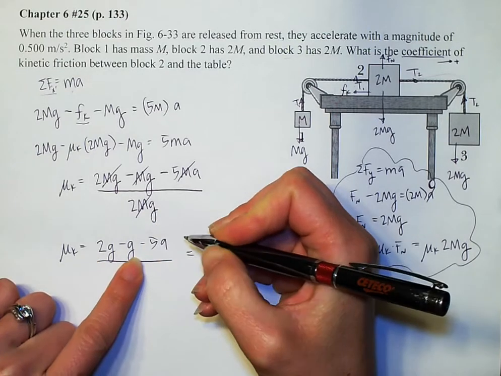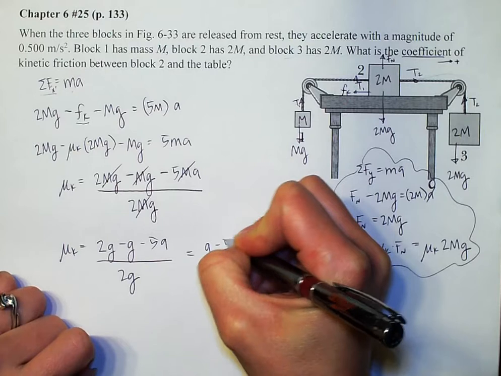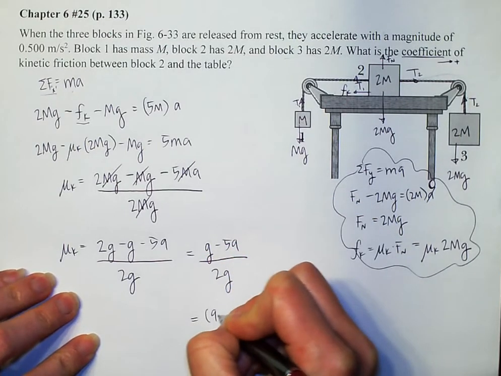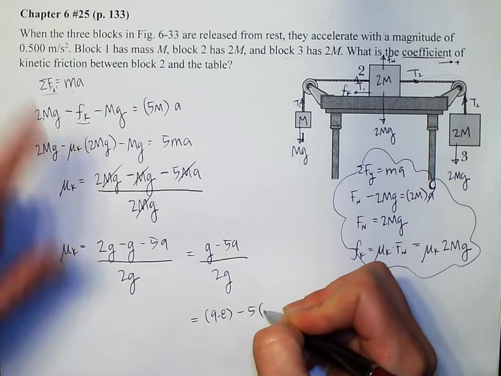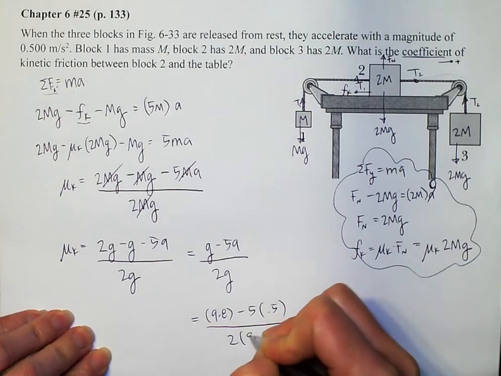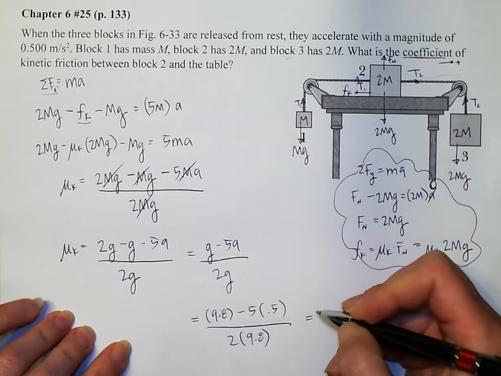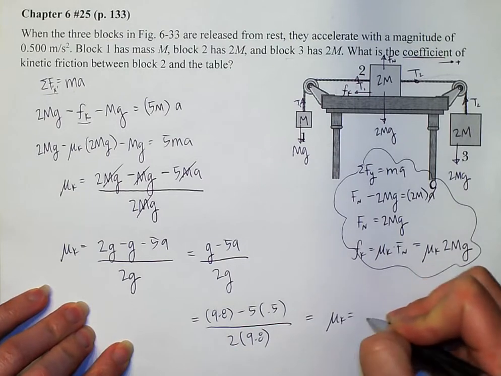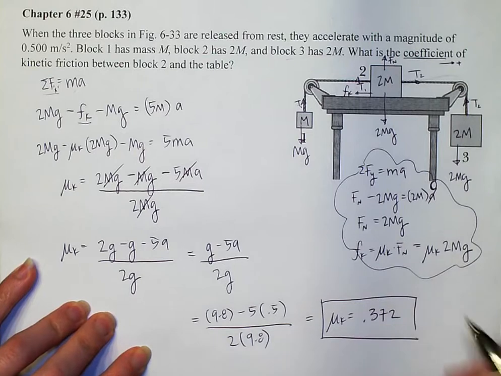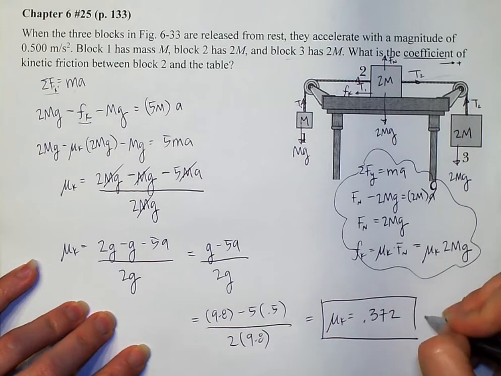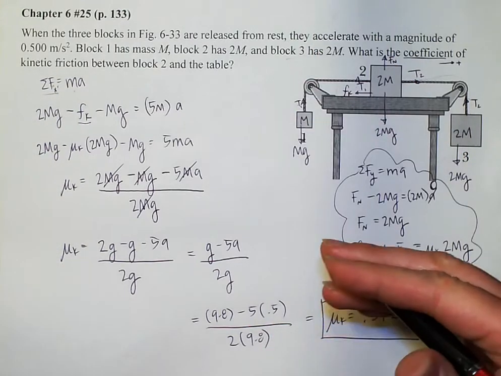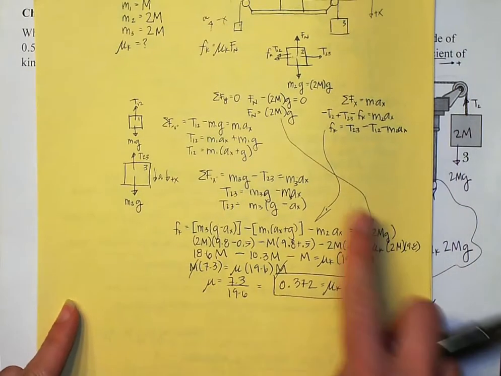We can simplify that a little bit because obviously 2g minus g equals g. So g minus 5a over 2g. And now I'll just plug stuff in. So 9.8 minus 5 times the acceleration that we're given, 0.5, over 2 times 9.8. And if we work this out, we find out that our mu k equals 0.372. And you remember that coefficients of friction have no units, so of course we don't have them, but we're done. And this was a much simpler, cleaner way than that ugly, convoluted way that I showed you before.